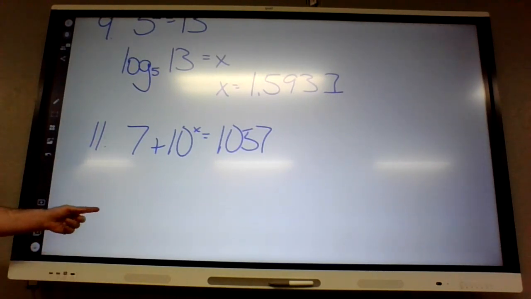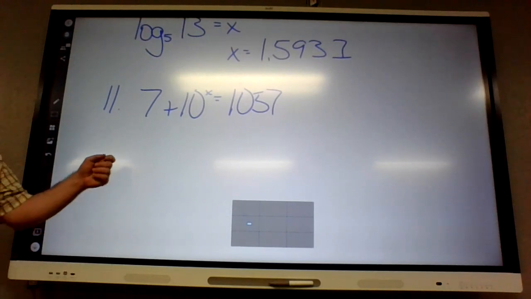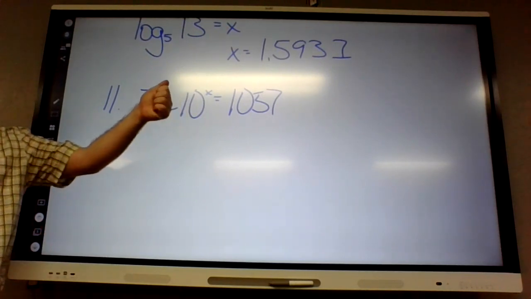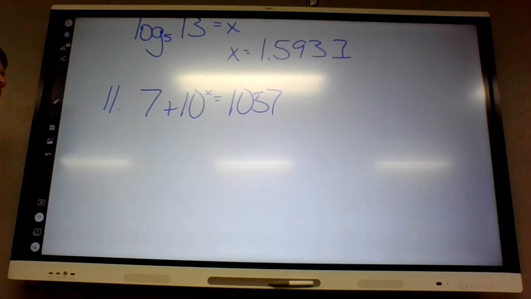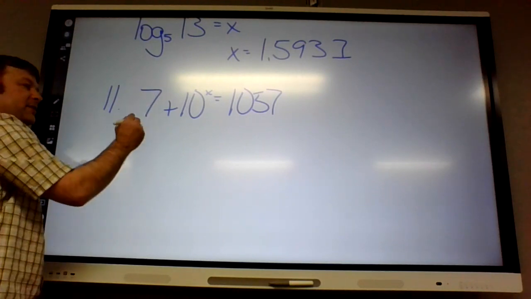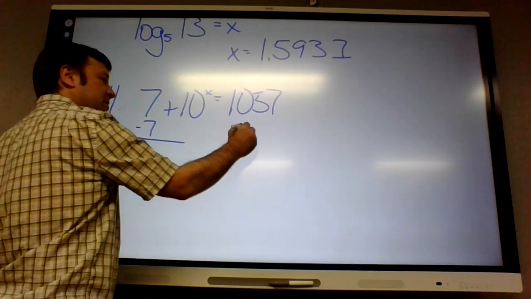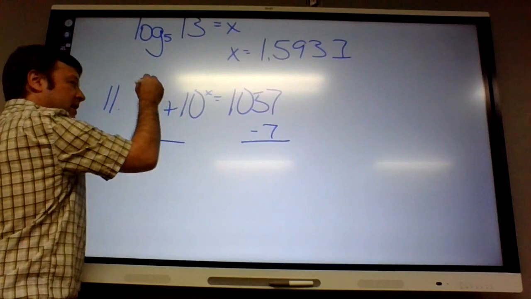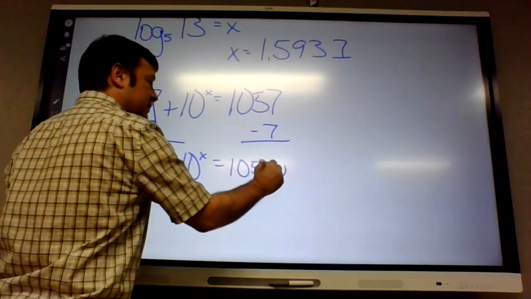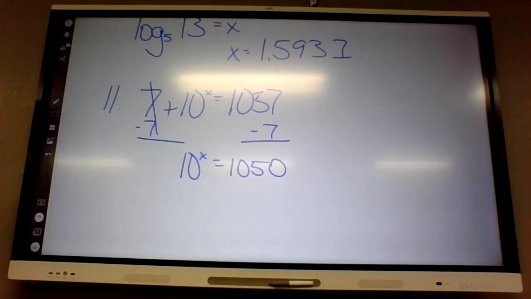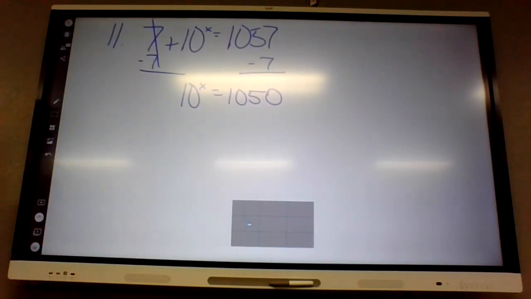Okay, well, this one looks a little bit different. We have 7 plus 10 to the x equals 1057. So, any ideas what we could do? How can we clean this up a little bit? Right, we can get rid of that 7, we can just subtract it away since it's added. And then we have 10 to the x equals 1050. Now it looks like number 9. So, it's ready to turn into a log function.